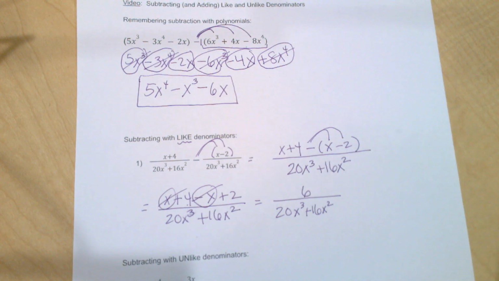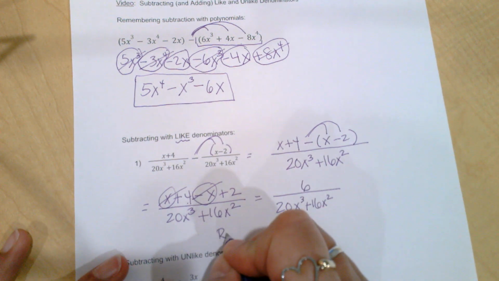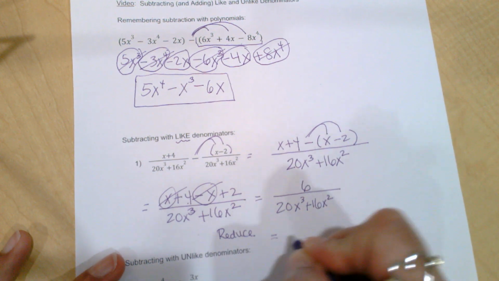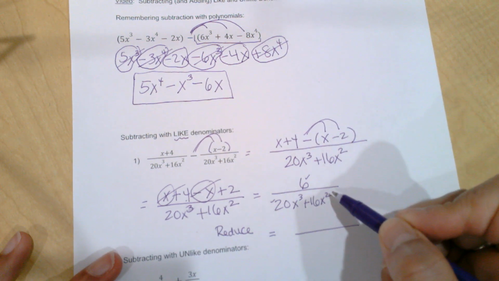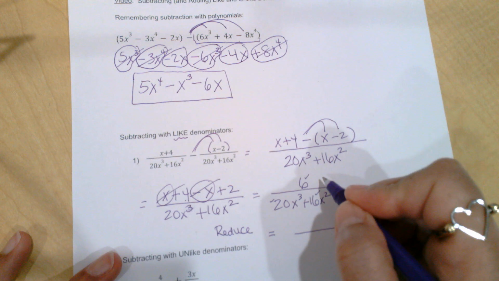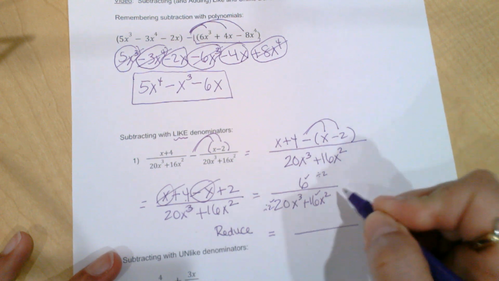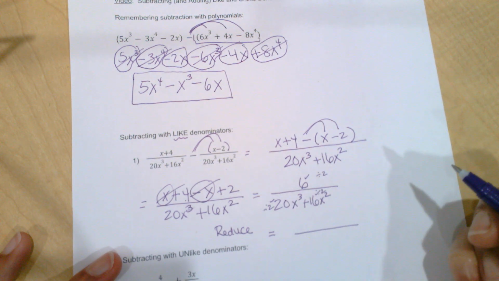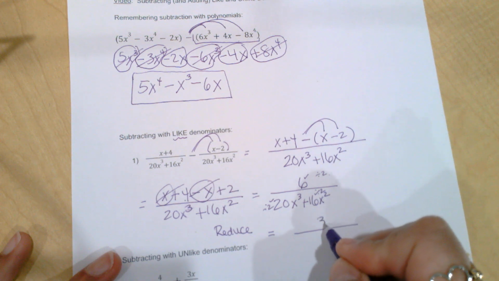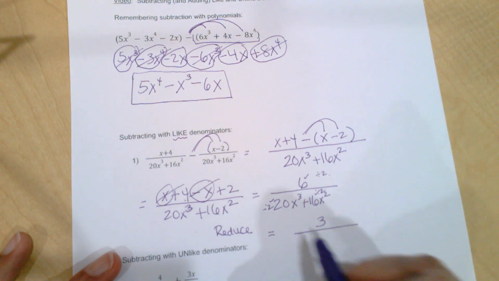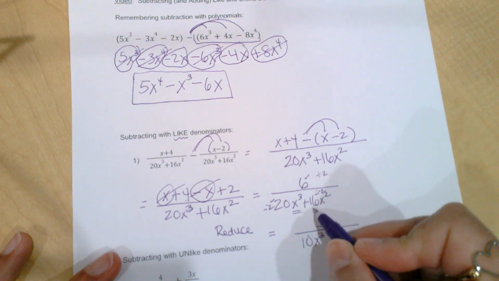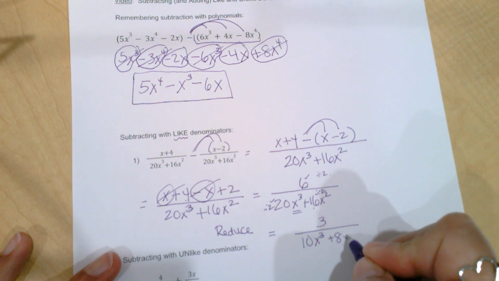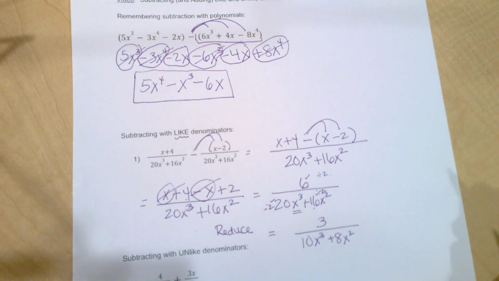Now you could leave your answer or you could reduce. And what I see here when we reduce is that I could divide 6, I could divide 20, and I can divide 16. All of these can be divided by 2. So that's what I'm going to do. 6 divided by 2 is 3. 20x to the third divided by 2 is 10x to the third. 16 divided by 2 is 8, and x squared stays. So that's it. That's the reduced answer.